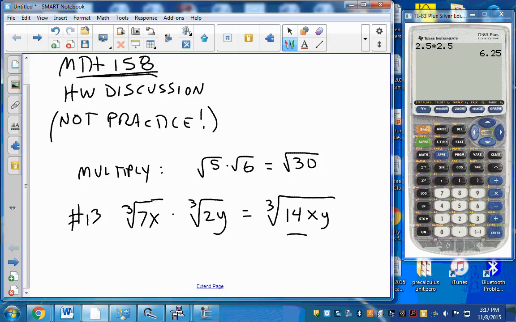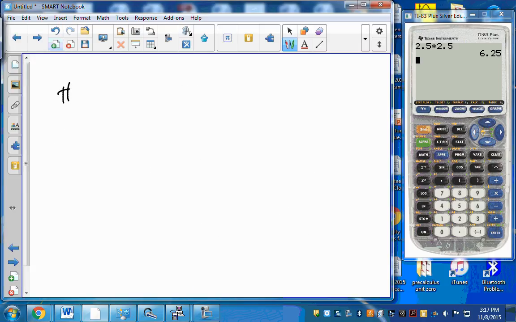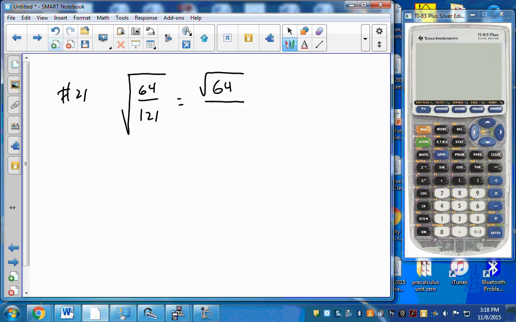Number 21. It says we're supposed to take the square root of 64 over 121. Probably the easiest way to think about it is the quotient of 2 square roots. And each of these we know: 8 times 8 is 64, 11 times 11 is 121. That's the answer.